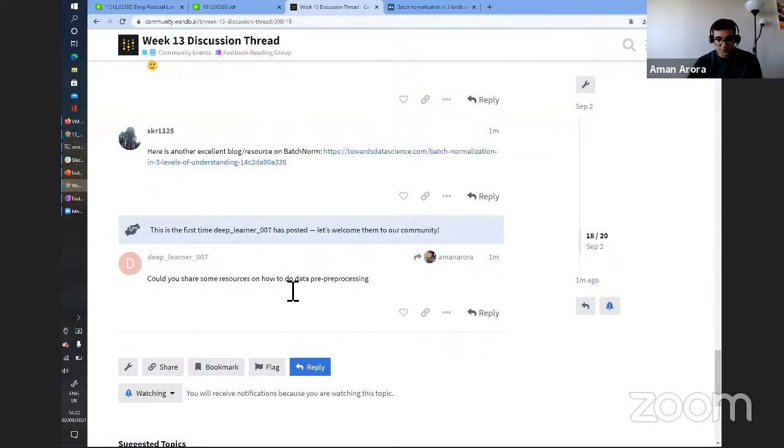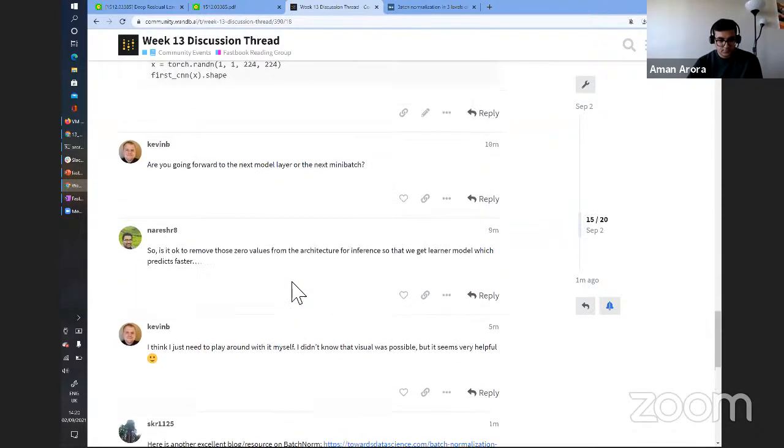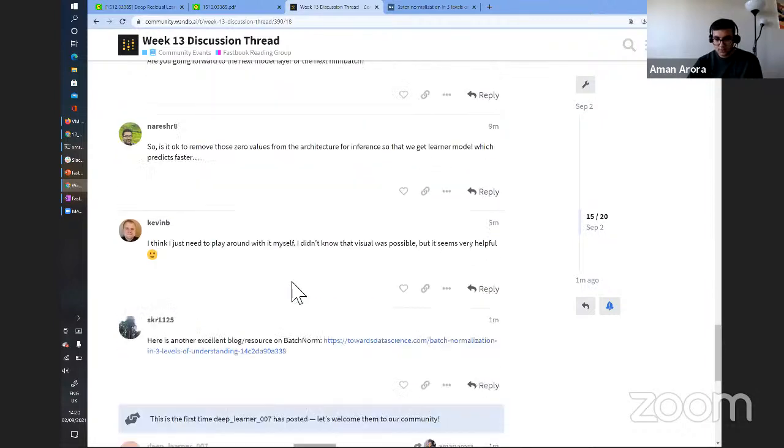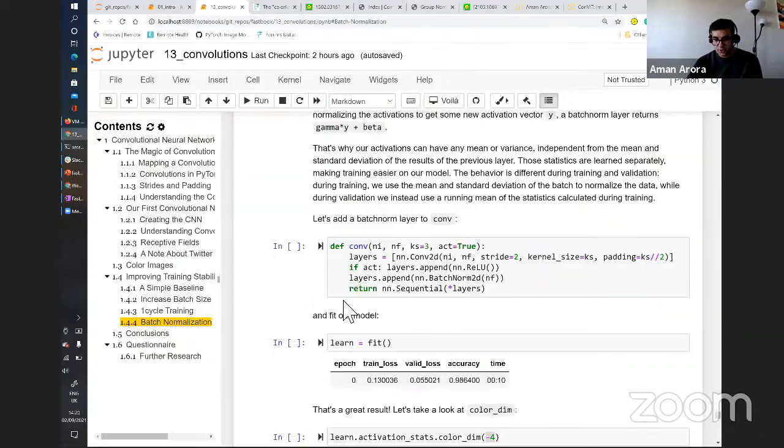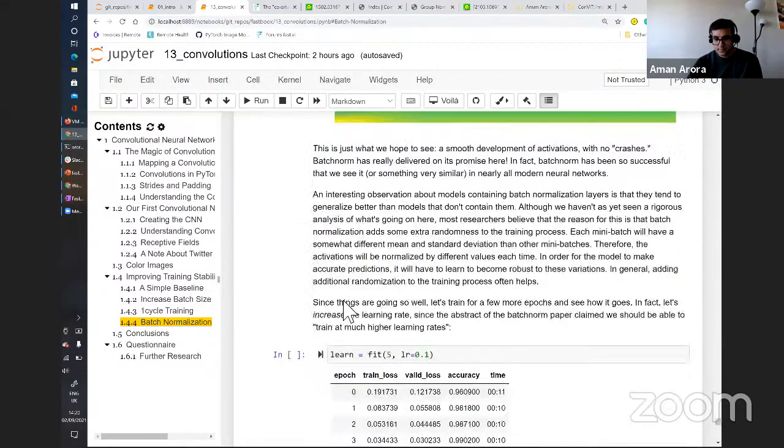Could you share some resources on how to do data pre-processing? Of course, but what kind of pre-processing, or what do you mean when you say data pre-processing? There are all of these different types of things. Do you mean normalization? All right, I guess this is where we will stop.